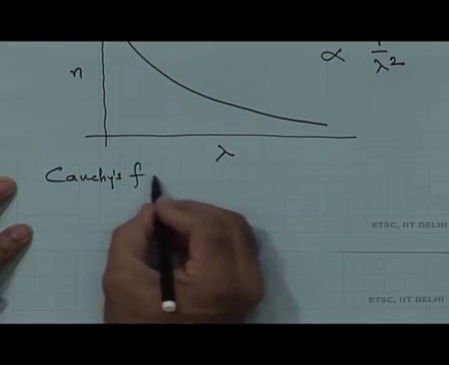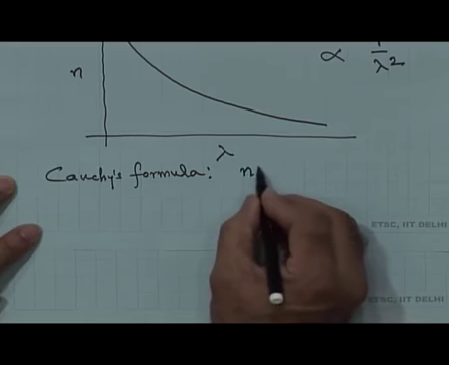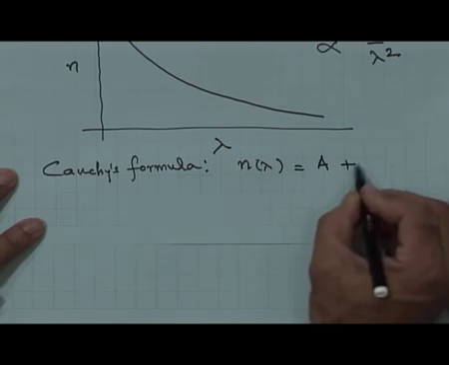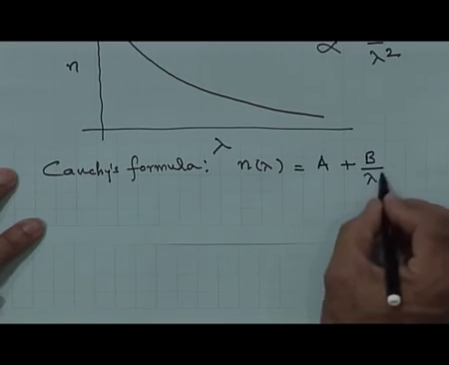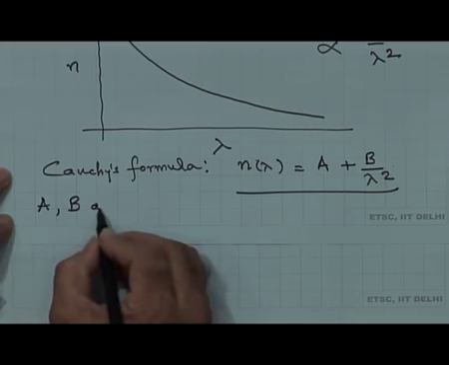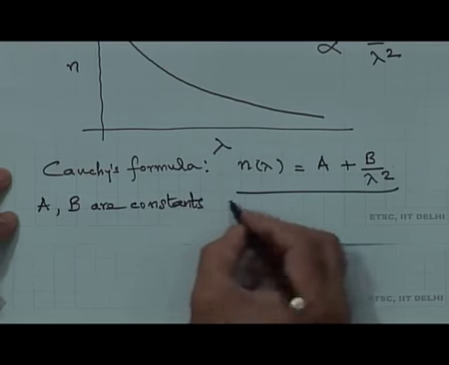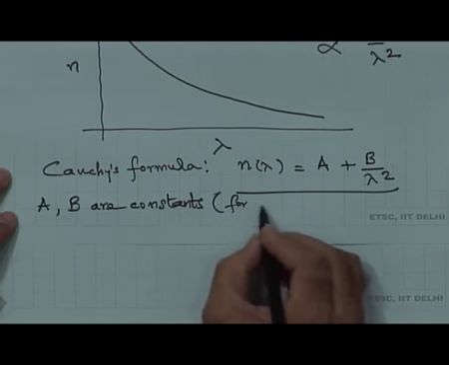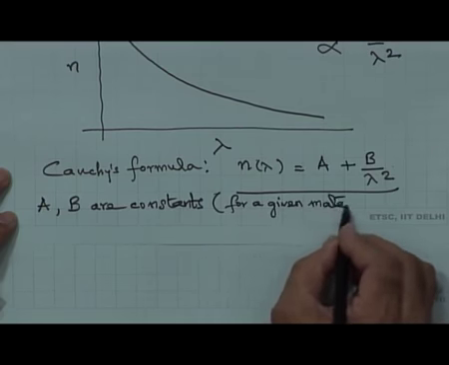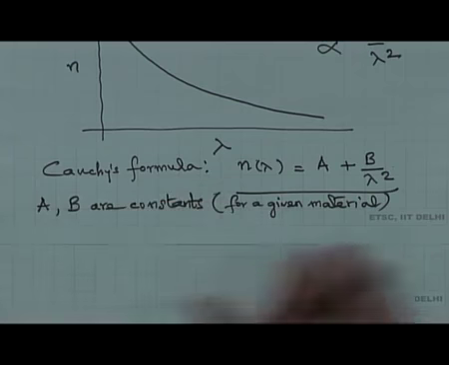Cauchy's formula: n of a material, n of lambda, is equal to A plus B by lambda square, where A and B are constants for a given material. They are not universal constants. They are also called Cauchy's constants.